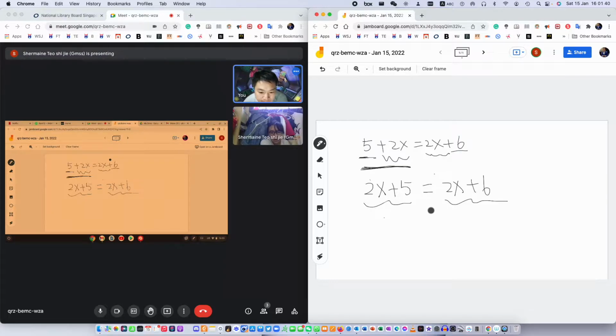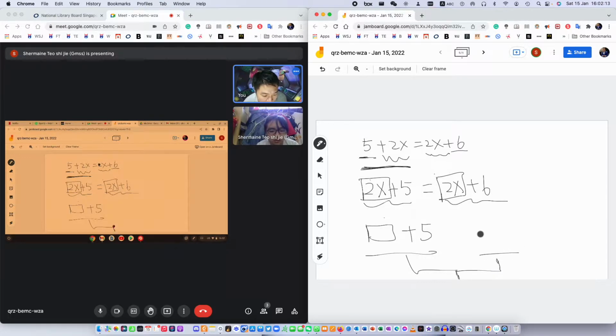You understand me? Do you understand or not? You both have 2x, right? Yeah. So if you see 2x as a block, you have a block plus 5, and then you put it on a weighing machine. And then you have the same block plus 6. How can this weighing machine say this one and this one are the same? It cannot be.